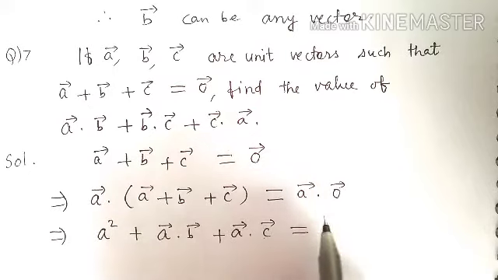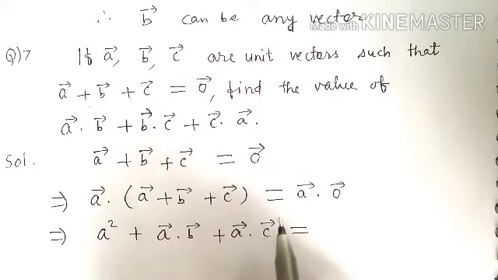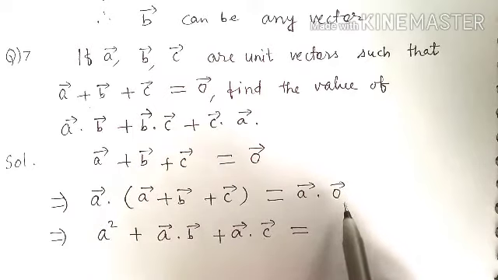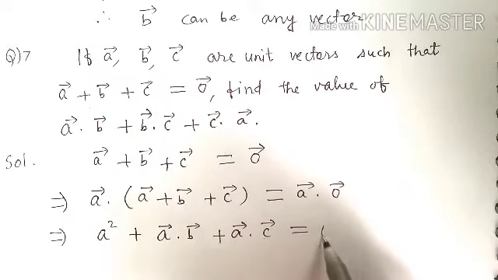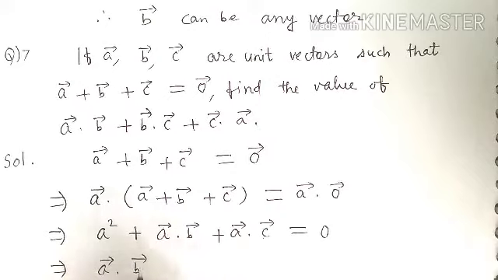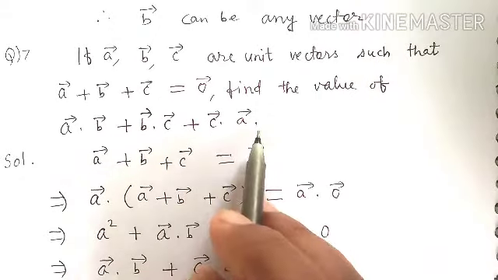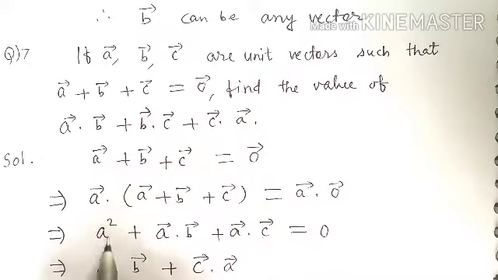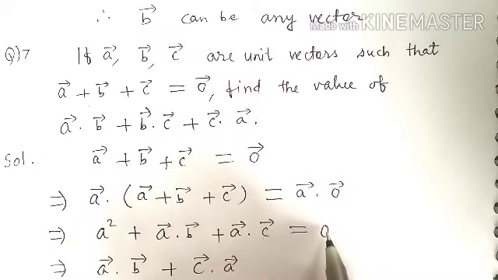Vector A dot vector 0 is |A| 0 cos theta, so this becomes 0. A is a unit vector, so its magnitude is 1. So vector A dot vector B plus vector C dot vector A, because we need vector C dot vector A. This 1 is transferred to the right side, and 0 minus 1 is minus 1.